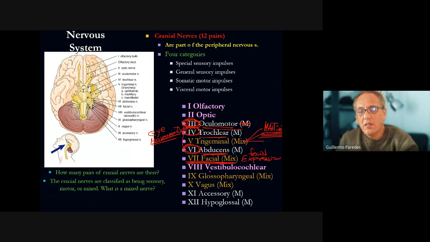Vestibulocochlear. The vestibulocochlear is basically what we talk about in bioscience, the vestibule and the cochlea in the inner ear, right? So that nerve is the one who produces the hearing. Number 8. Number 9, the glossopharyngeal. The glossopharyngeal is basically what is doing the swallowing.